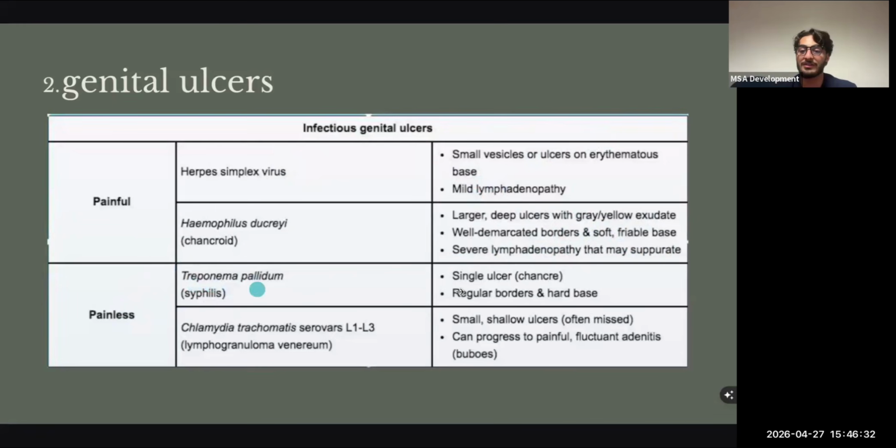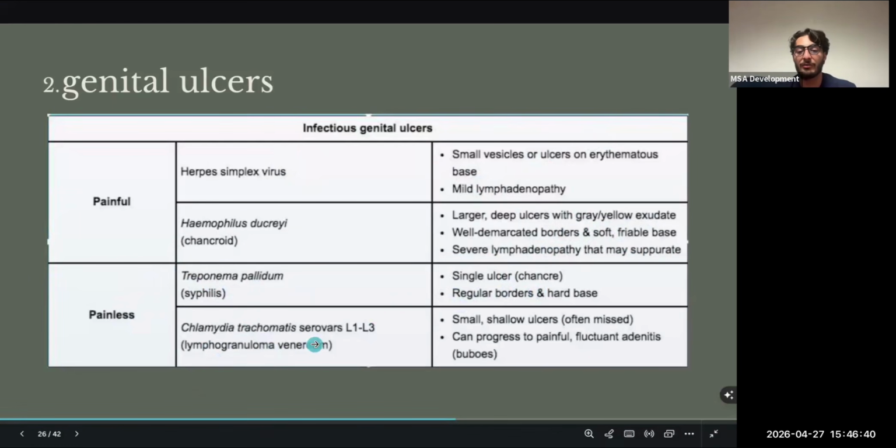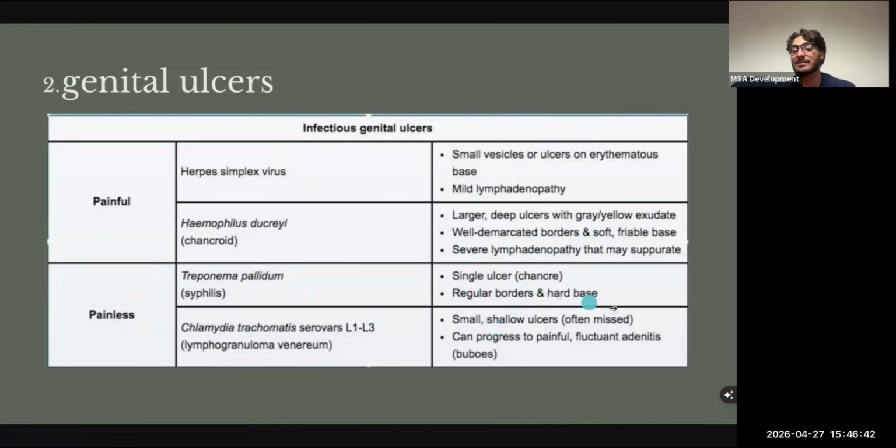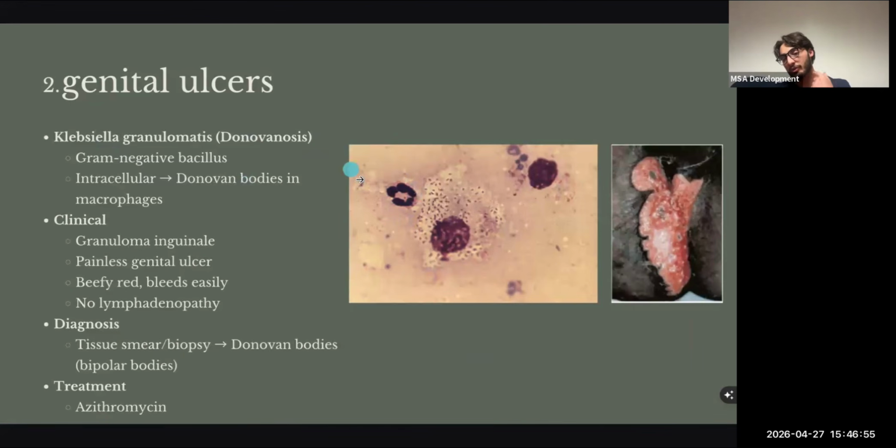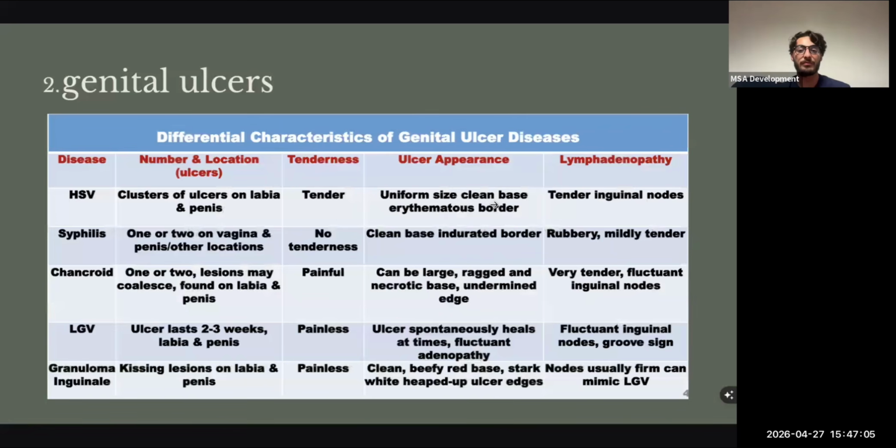With syphilis, you're going to see just a single ulcer, which is called a chancre, with regular borders and a hard base. With lymphogranuloma venereum, or LGV, there are painless, small, shallow ulcers, like we mentioned, but they can progress to form painful fluctuant adenitis. And the only one that I think is not mentioned here is Klebsiella granulomatis, which causes beefy red, easily bleeding, granuloma-like ulcers with no lymphadenopathy.